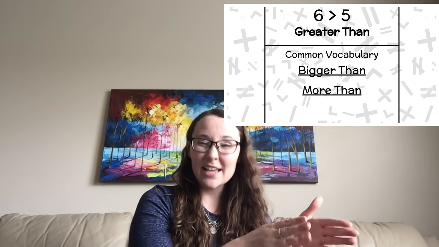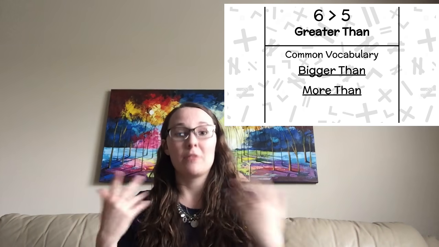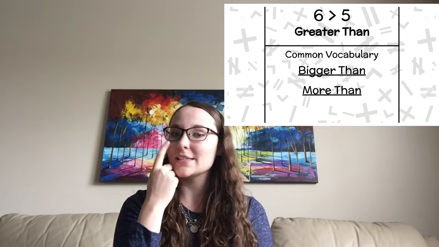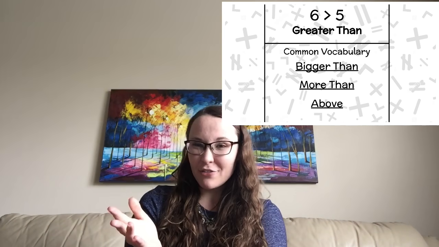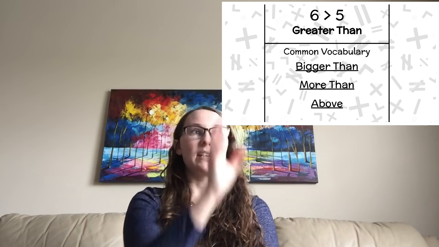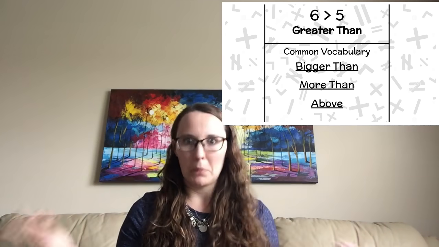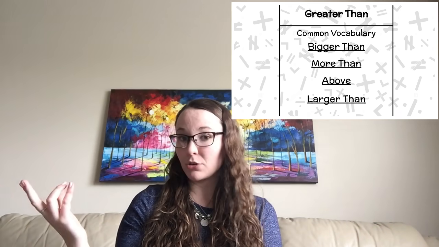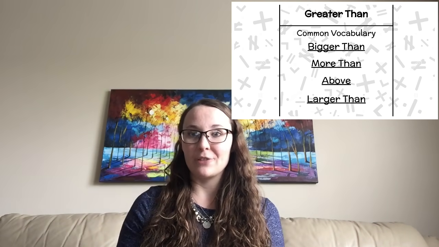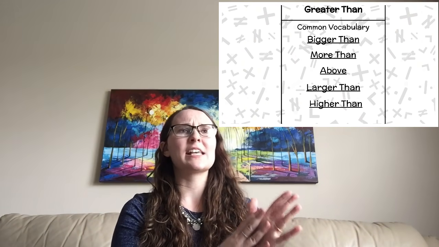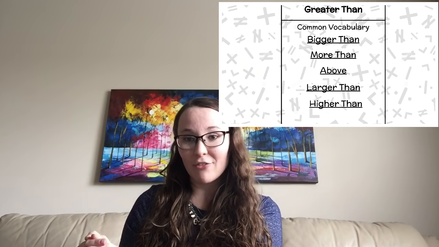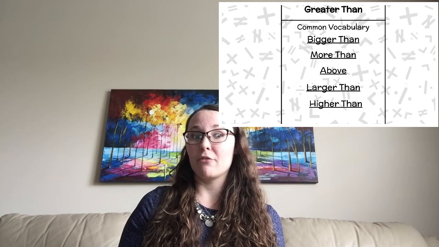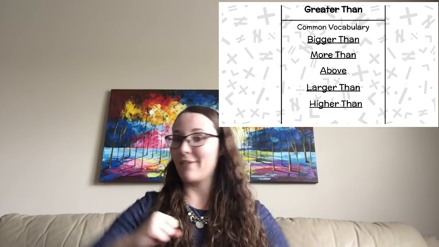The next word is more than. I could say 6 is more than 5. That's right. So more than is another word. Above is another one. 6 is above 5. Yeah, okay, doing good. 6 is larger than 5. Also true, larger than 5. Another one would be 6 is higher than 5. That's true, we're on a roll.